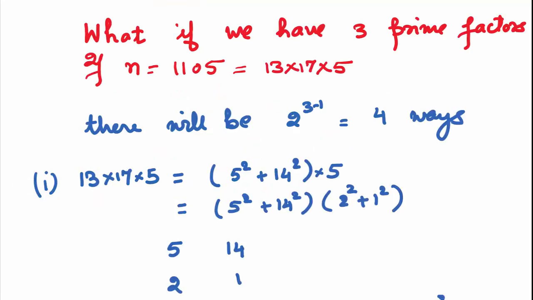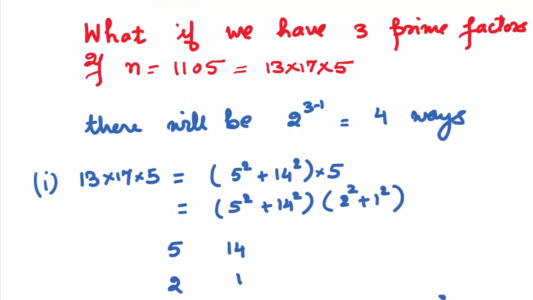What if we have three prime factors of some given integer n which is expressible as a sum of two squares? Then what is the process? First of all, there will be four ways in which we can write such an n as a sum of two squares. Here, for explanation, we will just write it in one way. And in our next video, we will take this up in detail. So, n is 1105. You know 1105 has three factors, 13, 17 and 5.